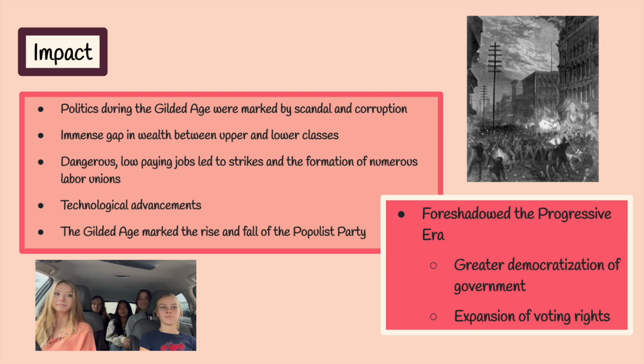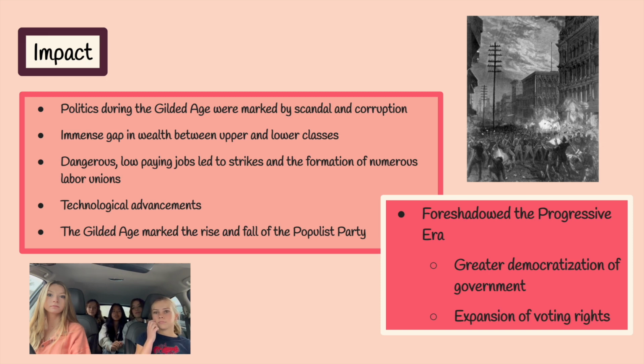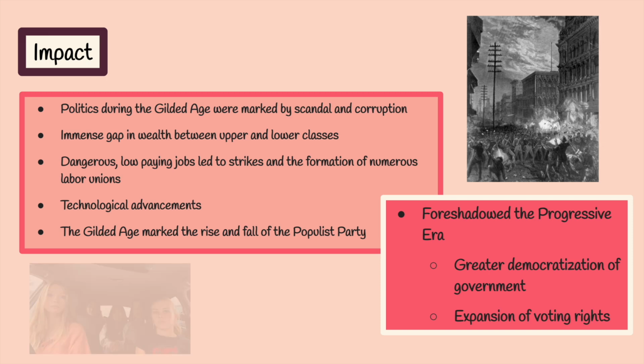The Gilded Age marks the rise and fall of the Populist Party. It foreshadowed the Progressive Era, which had greater democratization of government and the expansion of voting rights in order to limit the power of political machines. This image on the top right shows the Great Railroad Strike.